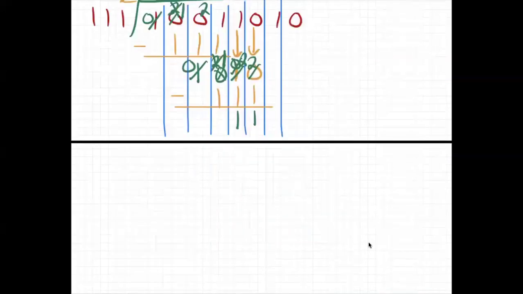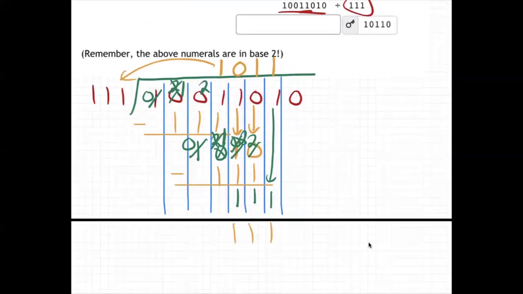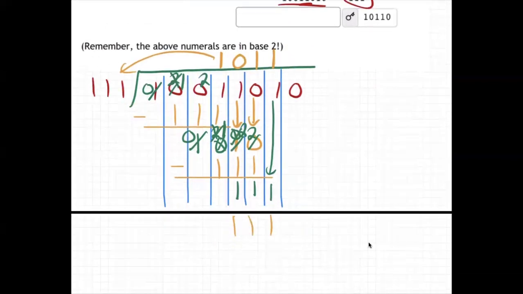Just got to be careful on the lineup. Next one, bring down the next one. How many times is 111 going into 111? Well, that's a no-brainer. That's one time. 111. You know what we do? We subtract. And that's easy. That's 0. You might think, okay, we're done. There's the answer. Well, careful, careful. You got to bring down the last 0.